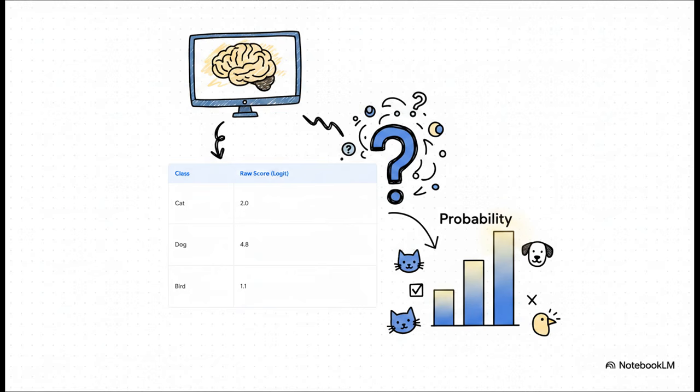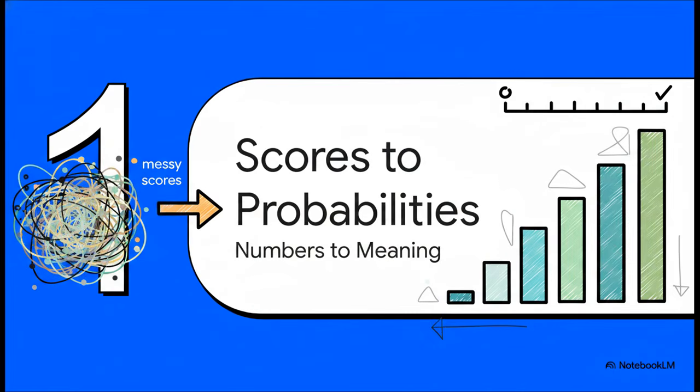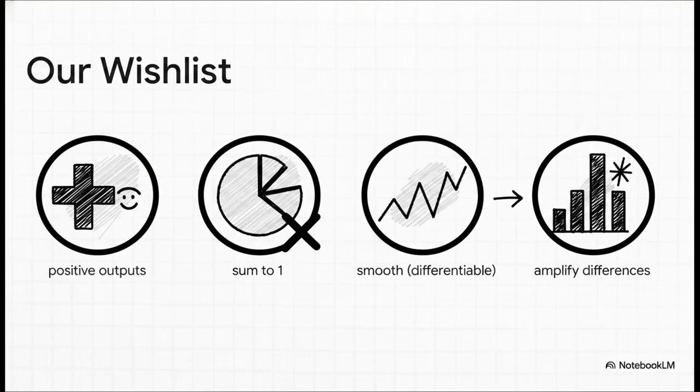the model is. So yeah, the challenge is pretty clear. We have this messy list of scores, and we need to transform them into a clean, understandable set of probabilities. Numbers that actually behave like probabilities should. To do that, we need a function with a very specific set of skills. For starters, the outputs have to be positive, right? Because you can't have a negative probability.